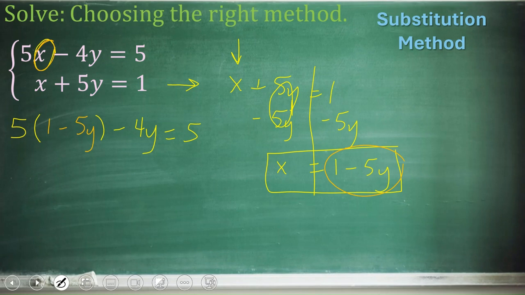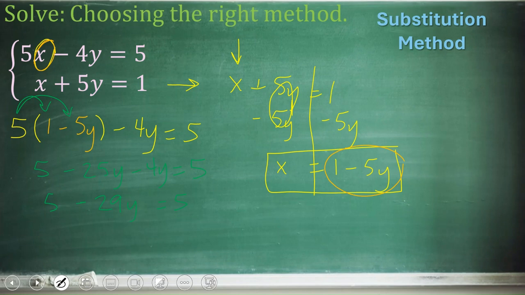And now all I need to do is solve for y. To do that, I'm going to distribute: 5 times 1 is 5. 5 times -5y is -25y. I'm just going to rewrite the rest of my equation because it keeps it neat and orderly. When I do that, I see I have two like terms on the left side of the equation, so I'm going to combine those. -25y minus 4y is -29y. And then there's 5 on the other side.